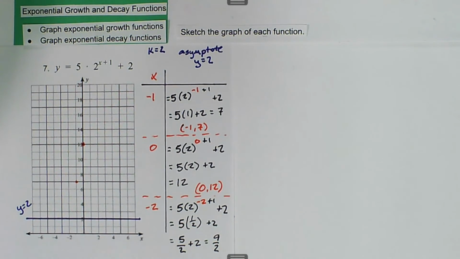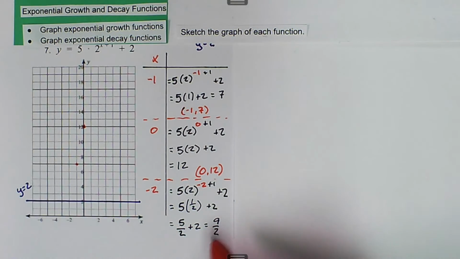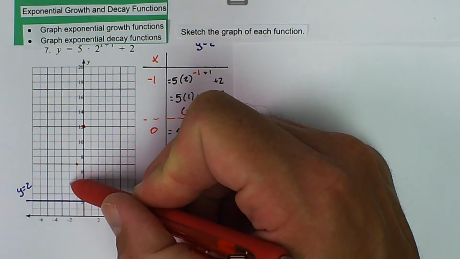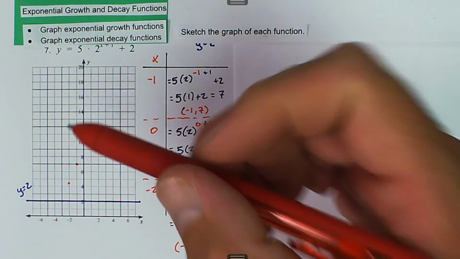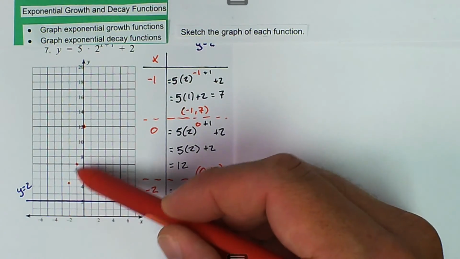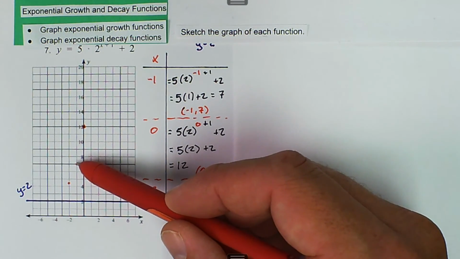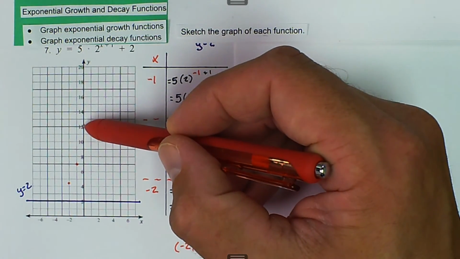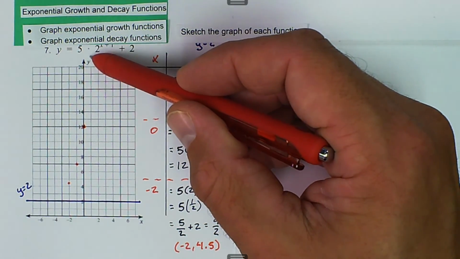And when we substitute that in, we get negative 2, and then 9 divided by 2 is 4.5. So here's 4.5 at negative 2. And so to get from this point to this point, we go over 1, up 2.5. Then we go over 1, up 5. So each time it's doubling. So then from here, we're going to go over 1, up 10, which is off our grid.